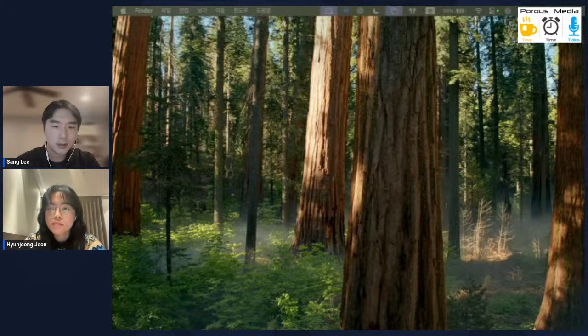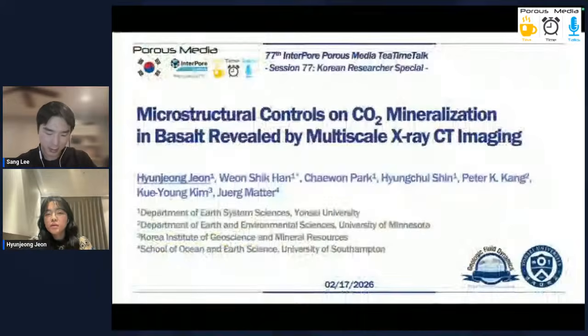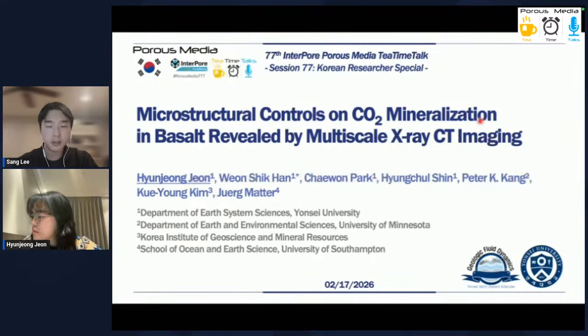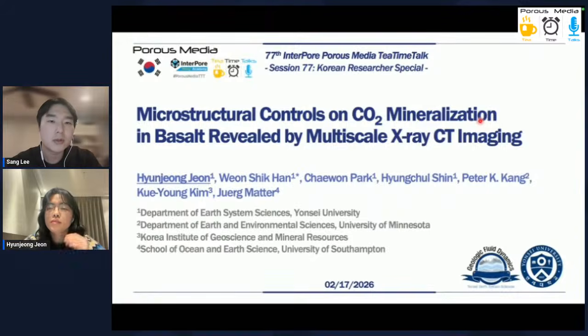Hyunjeong, if you could open up your slide, that would be great while I'm introducing you. Hyunjeong is a PhD candidate at Yonsei University in South Korea, conducting research in the field of geologic carbon sequestration. Her work focuses on pore scale and core scale processes, with particular emphasis on multi-phase flow modeling and X-ray CT imaging analysis. Through this research, Hyunjeong aims to contribute to the practical advancement and wider implementation of carbon capture and storage technologies. Today she will be talking about microstructural controls on CO2 mineralization in basalt revealed by multi-scale X-ray CT imaging. Hyunjeong, the floor is yours.